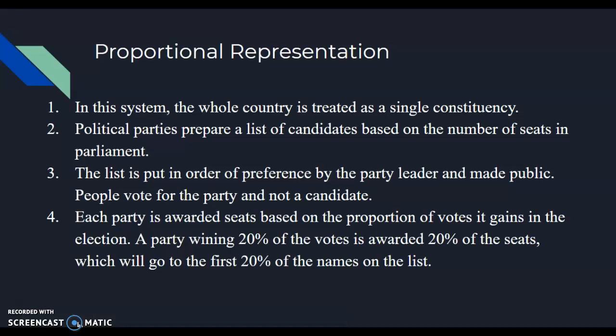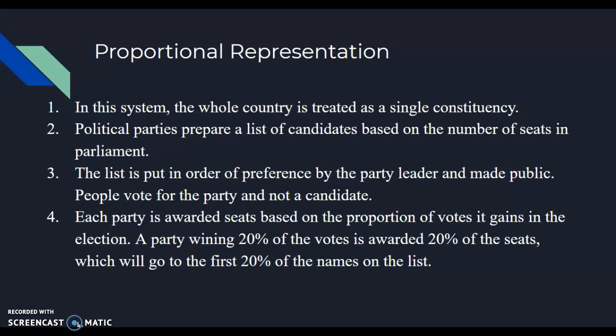Now, the next electoral system in the Caribbean is the proportional representation system. It's like the opposite of the first past the post. In this system, the country is treated as a single constituency, so there's no division. Remember, we said that a first past the post will find two or more constituencies. But in the proportional, the country is treated as one constituency. Now, since there is no division, there is no representation of various divisions by candidates.